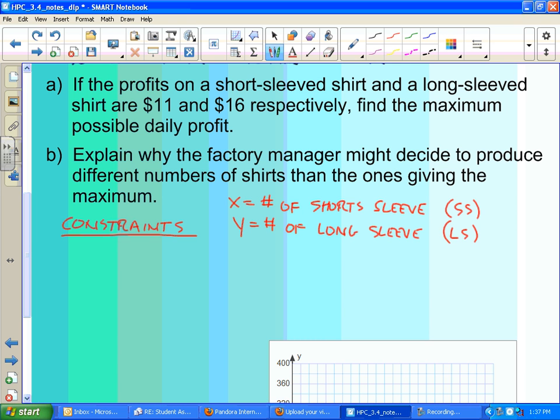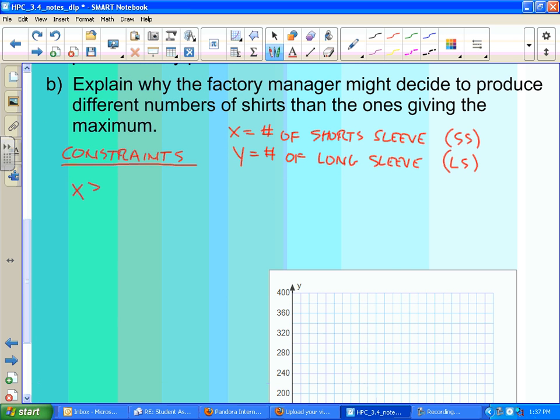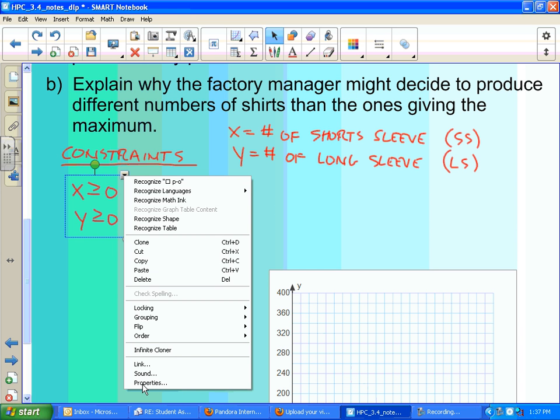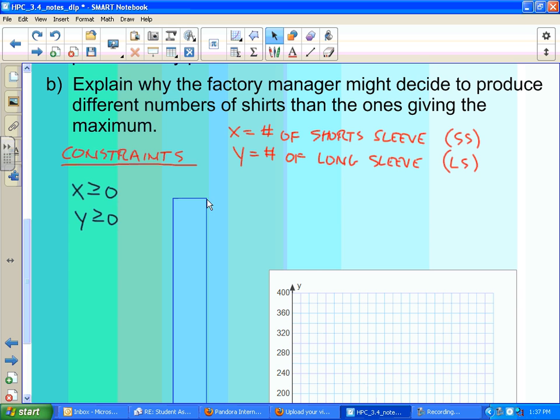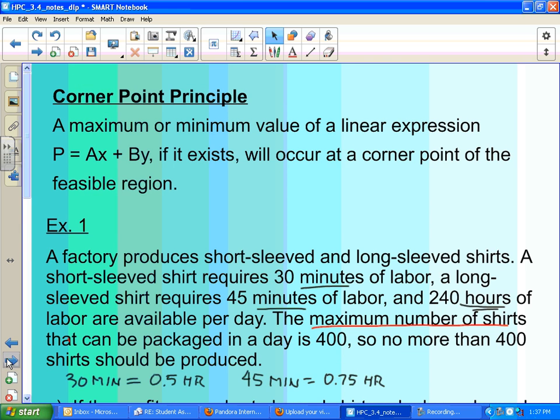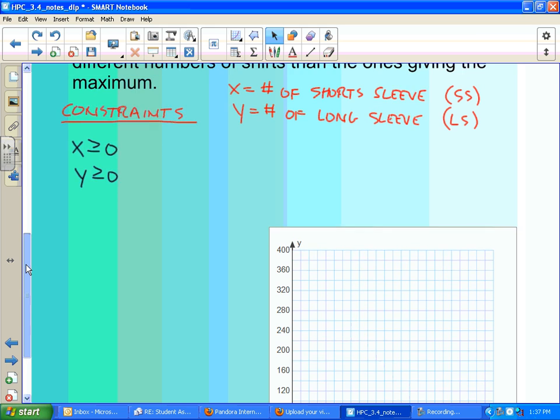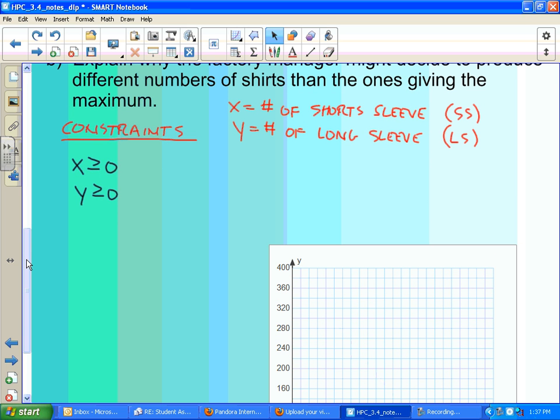Now let's go to our constraints. And I heard somebody say our first two should say we can't produce negative numbers of shirts of each item type. So there are our first two constraints. I'm going to be color coding stuff here, people. Okay. So let's talk about our third constraint.